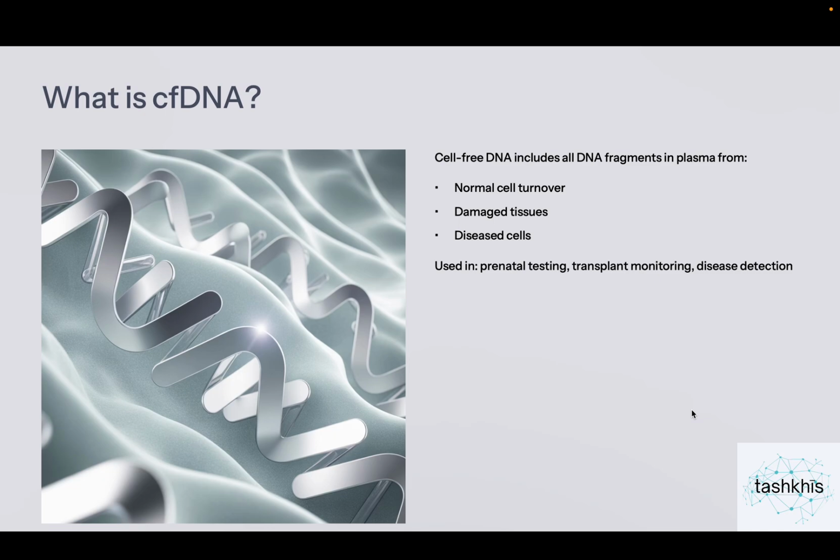So what is cfDNA? cfDNA is a total pool of all these DNA fragments in the plasma. They come from normal cell turnover when healthy cells die naturally, but also from damaged tissue or diseased cells. Because it reflects activity across the whole body, measuring cfDNA is useful in many areas, from prenatal testing to monitoring for organ transplant rejection to detecting disease-related changes.